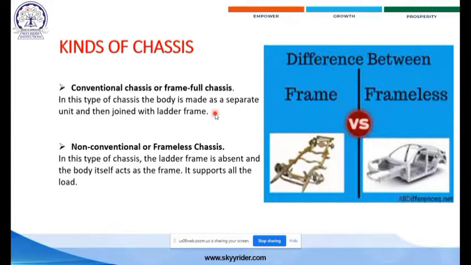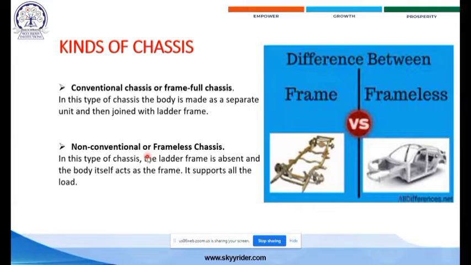Another way you can say full frame chassis or full chassis. In this type of chassis, the body is made as a separate unit and joined with the ladder frame. So that chassis will look like a ladder, and your body will be joined there. Both body and chassis are different, and we join them together. That is a full frame chassis.